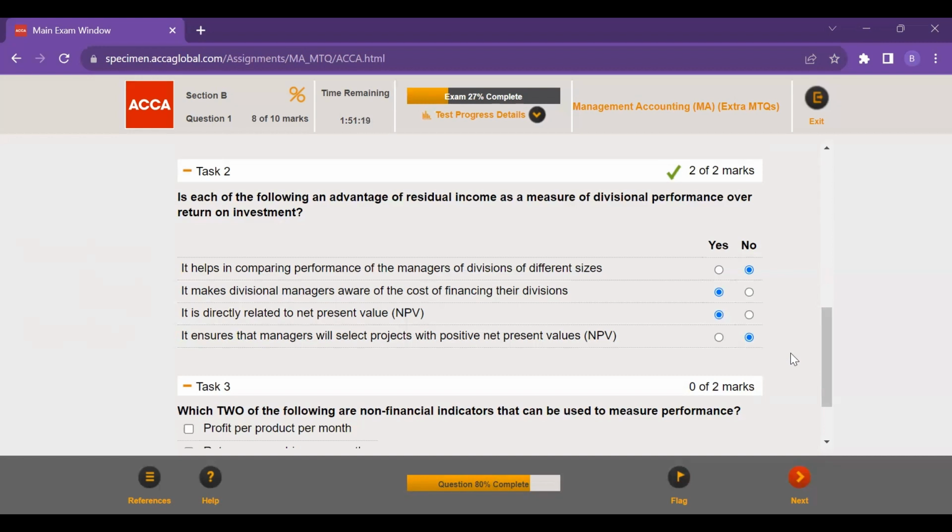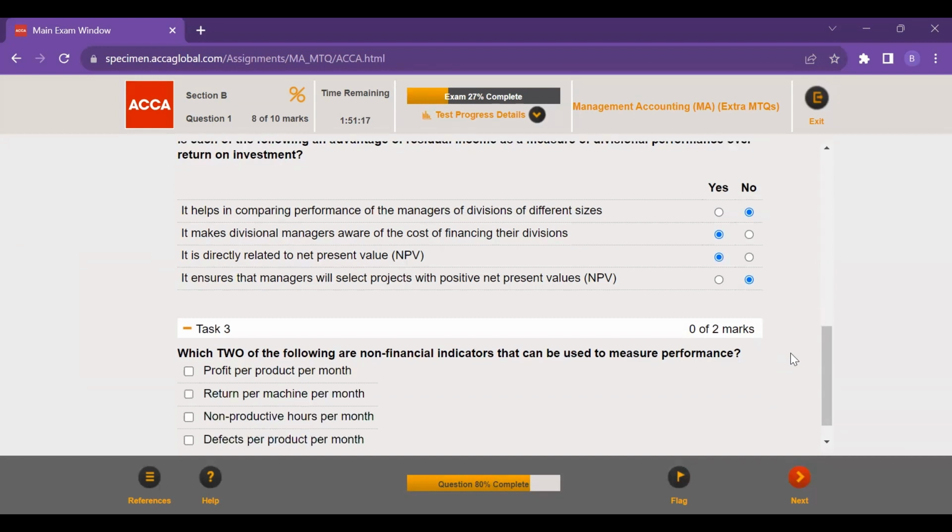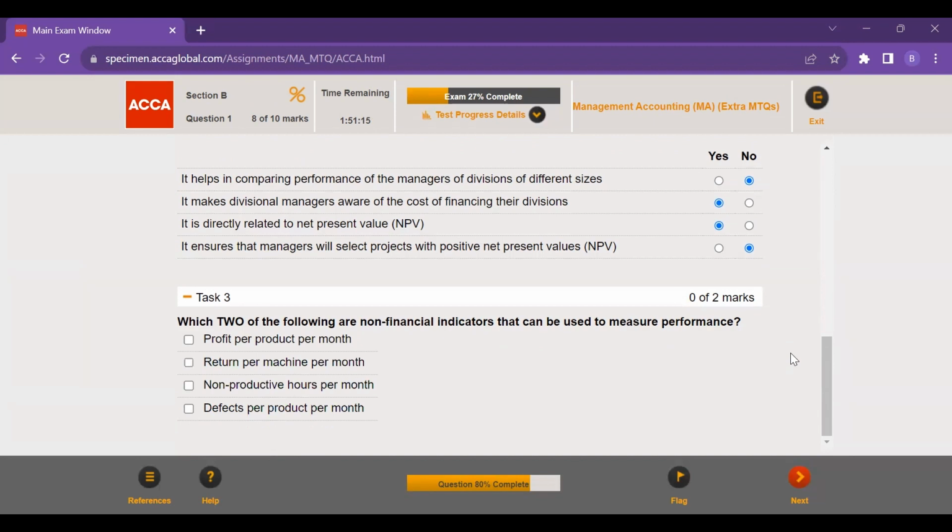So now let's move on to task 3. We are done with task 2. Task 3 says, which two of the following are non-financial indicators that can be used to measure performance? So non-financial, right? That is something that we have to consider. So profit is again financial. Then return per machine per month is again financial. Now, non-productive hours per month is something that is not in terms of money. This is some hours that have not been productive by the employees. So yes, this can be a non-financial indicator.